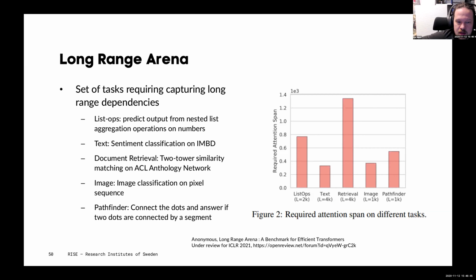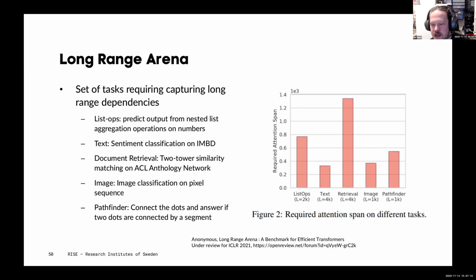Text, that's a sentence classification task on IMDb at the byte level. So actually having to learn how to decode, for example, a UTF-8 encoded file. Retrieval is document retrieval, where reading whole documents, you're supposed to predict whether they are similar or not by producing a single representation of those. And then Image is image classification, but on the pixel sequence level.